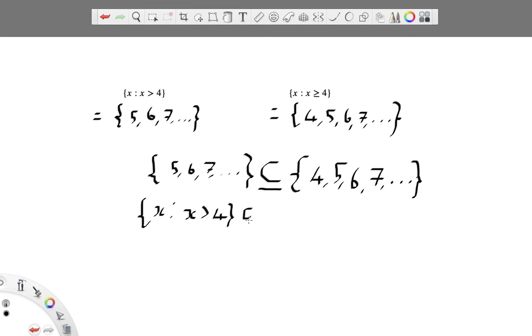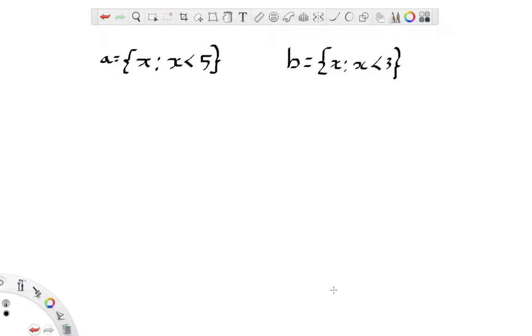Is a subset of this set x such that x is greater than or equal to 4. Like that. Okay, so we've got the sets A. A is x such that x is less than 5, and B is the set x such that x is less than 3. So what do these sets look like?